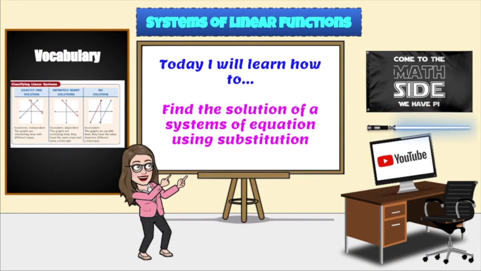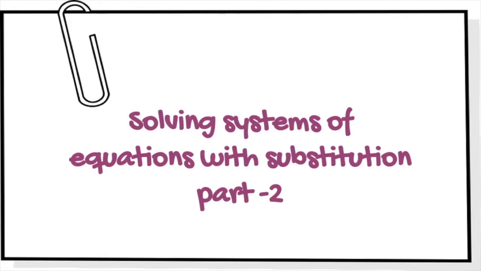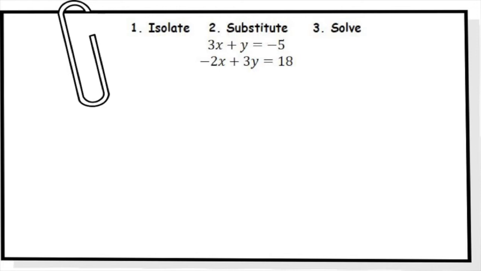In this video, we're going to go over how we can find the solution of a system of equations using substitution. So we're going to start with our first. Remember, this is part 2, because there is a previous one where the examples are a lot easier. Our first example is 3x plus y equals negative 5 and negative 2x plus 3y equals 18.